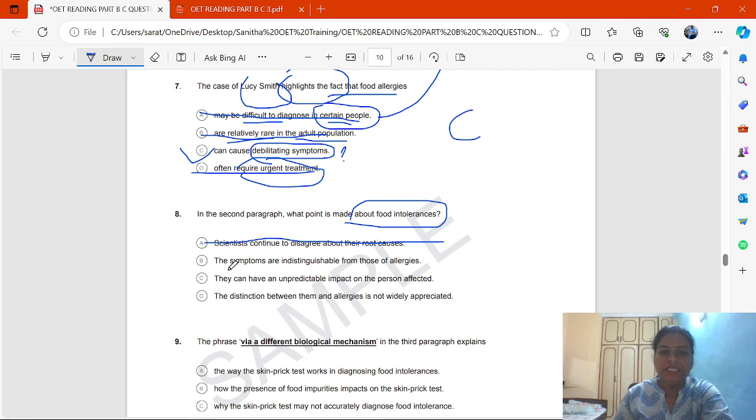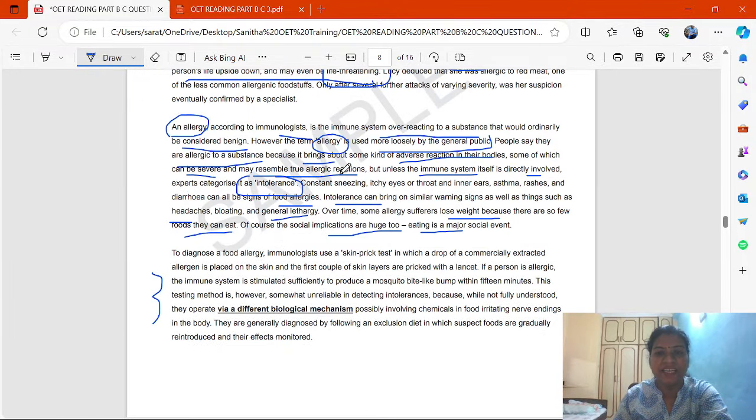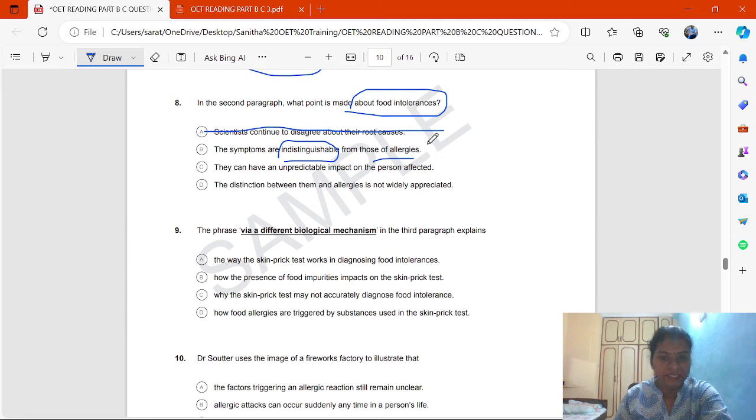The symptoms are indistinguishable from those of allergies. If there is allergy, the symptoms are indistinguishable? How can we say? Here it is clearly said that constant sneezing, itchy eyes, throat and inner ears, asthma, rashes, and diarrhea can be the signs of food allergies. So it is distinguishable, not indistinguishable. So we can eliminate this option also. They can have an unpredictable impact on the person affected.